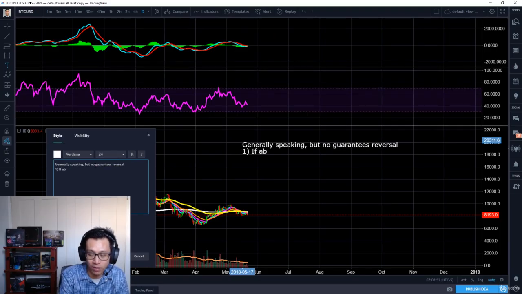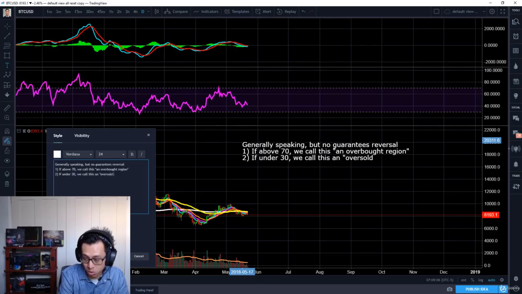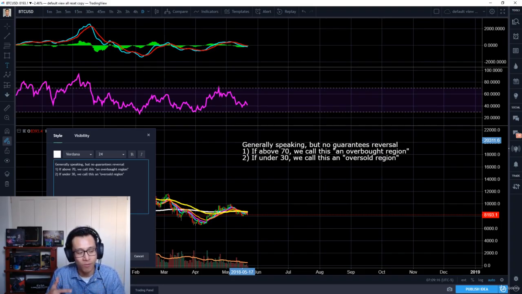If above 70, we call this an overbought region, okay? And if under 30, we call this an oversold region, okay? That's a very general rule to remember. So anytime you find it above 70, you're going to be considering it reaching overbought regions, right? And if it's under 30, we'll consider it reaching an oversold region.